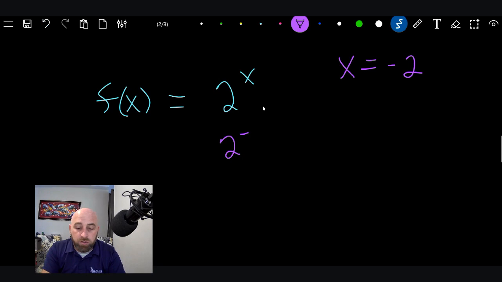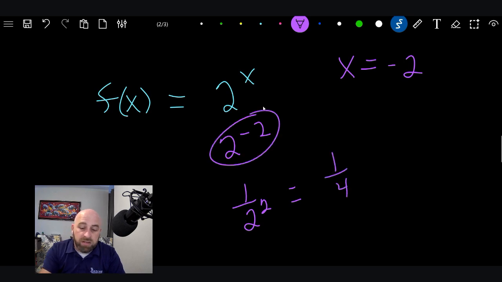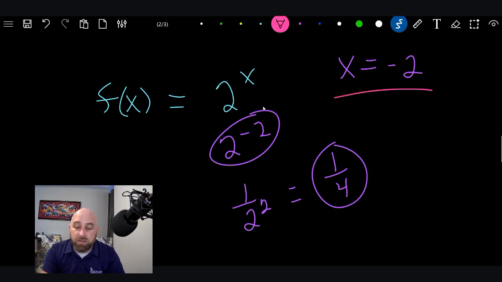So what is that? 2 to the negative 2. What does that mean? Do you remember how to solve that? Well, what we do is we flip that, we invert that, and so it's 1 over 2 squared. That's how we eliminate that negative sign. We eliminate the negative sign by inverting the fraction. And then we have to multiply that out. So what is 2 squared? It's 4. So 2 to the negative 2 equals 1/4. So when x equals negative 2, this exponential equation is going to yield 1/4.